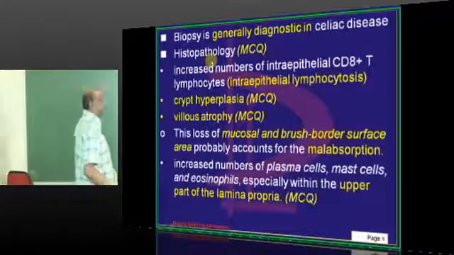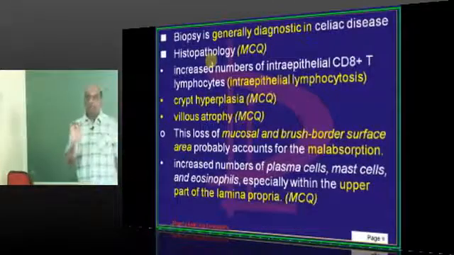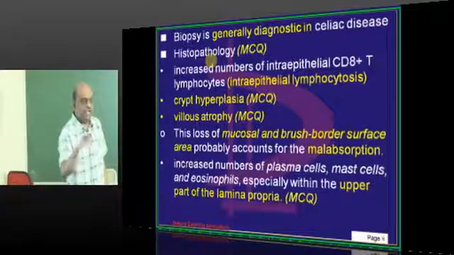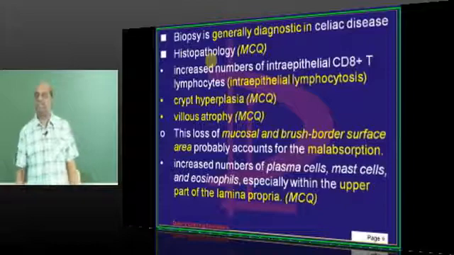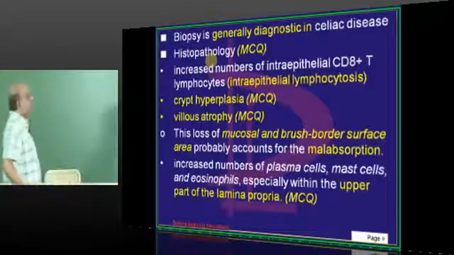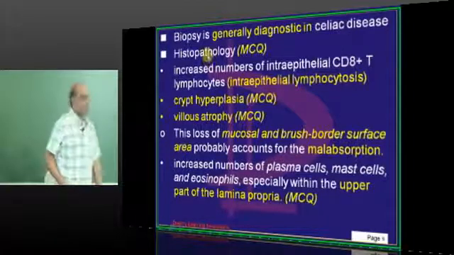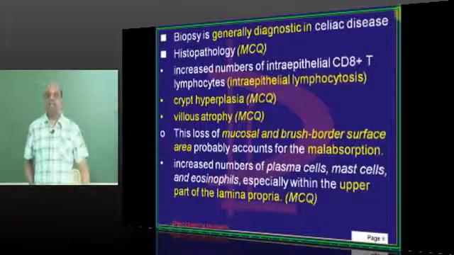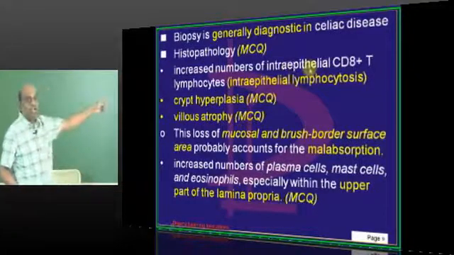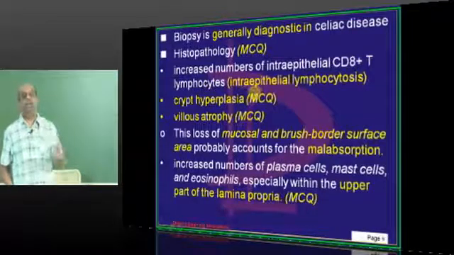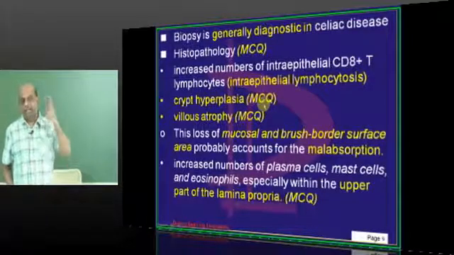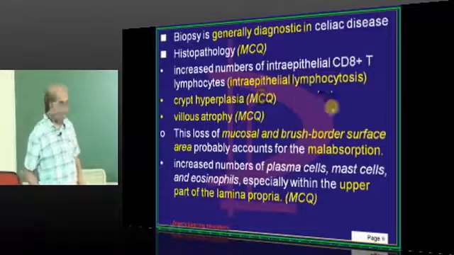Now, doctor, can you depend on biopsy findings and say, yes, this guy is having celiac disease? Yes, they are diagnostic findings. Now, what are the histopathology of the celiac disease? Lot of intraepithelial CD8 positive T lymphocytes will be there. What is that finding called as? Intraepithelial lymphocytosis is a very classical feature.